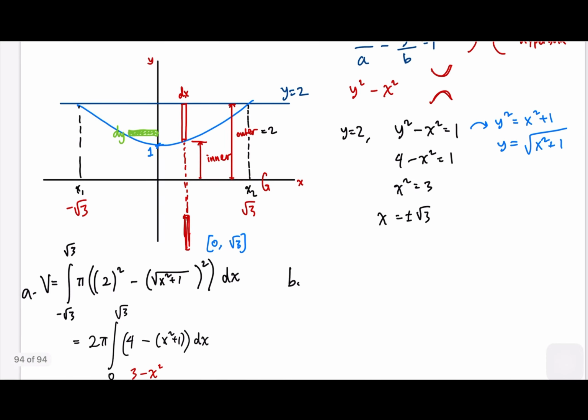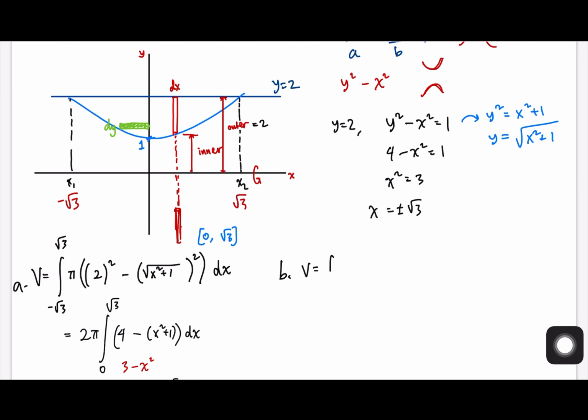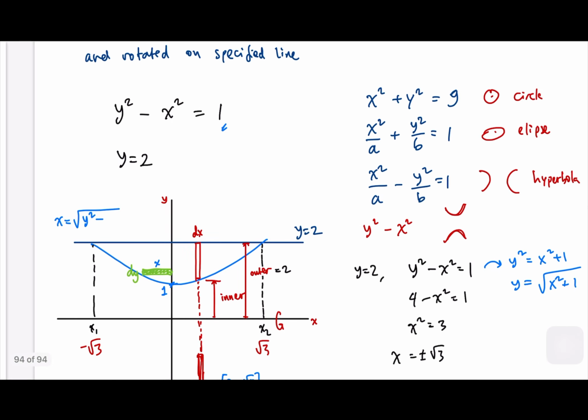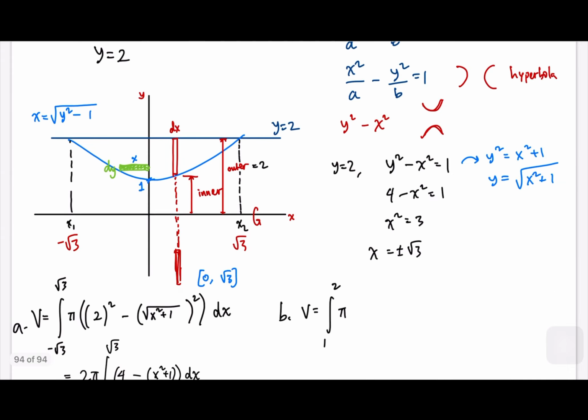And the evaluation is from 1 to 2. Okay, and then pi. And then we can have the radius is x, right? This is x. So x is the square root of y squared plus 1. Oh, sorry, y squared minus 1, right? Okay.